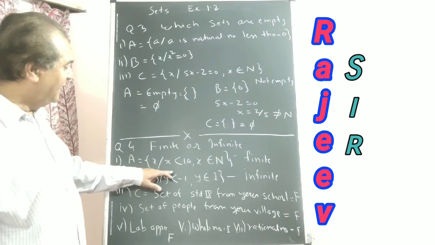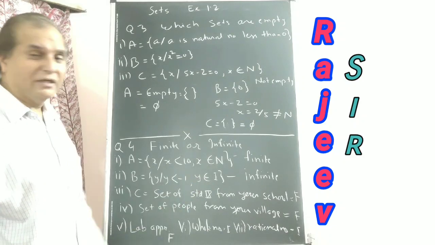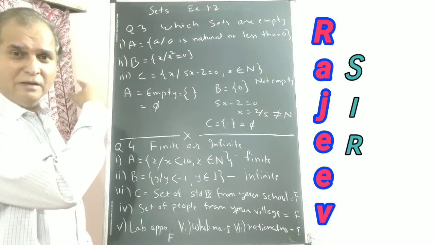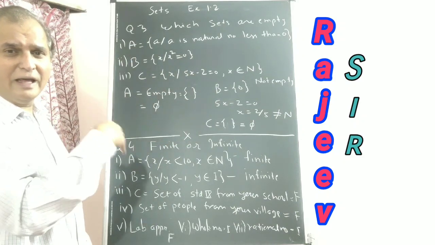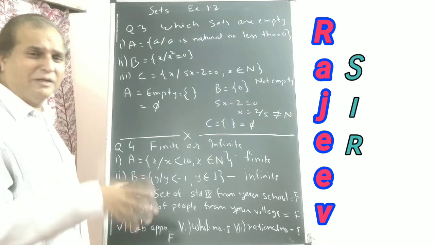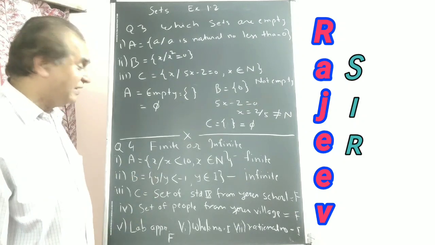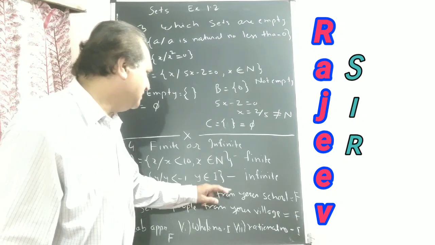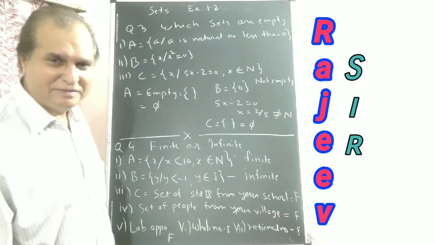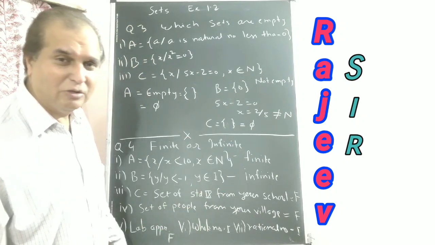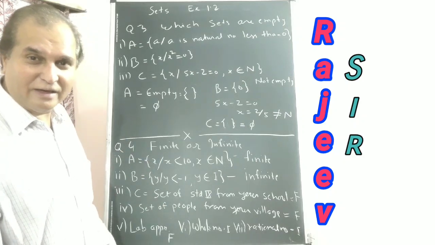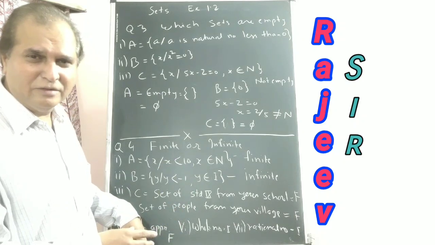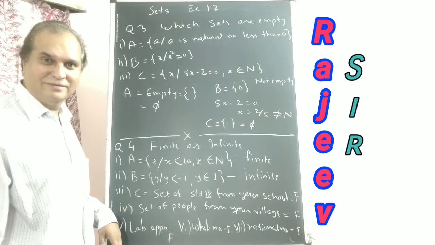B: y such that y is an integer less than -1. Infinite: -2, -3, -4, -100, -200, -1000, minus 10 lakh, minus 20 lakh, minus infinity. So set B is an infinite set. C: set of standard 9 students from your school. Finite, you can count, no? Daily attendance is there. The number of students in your class, all divisions, even if inclusive, is 300, 400, not infinite.